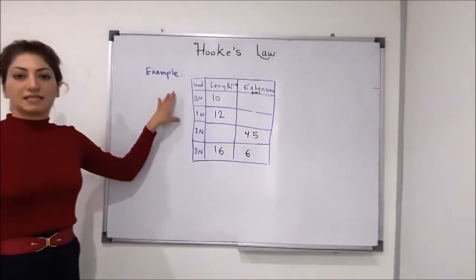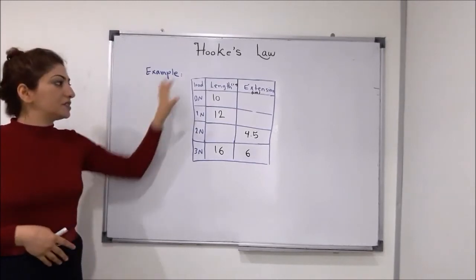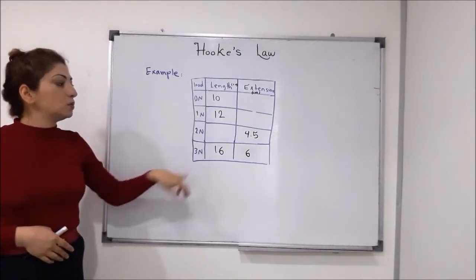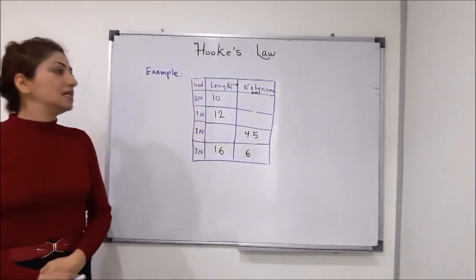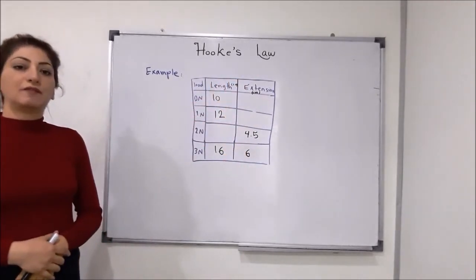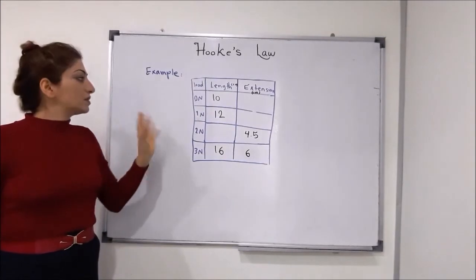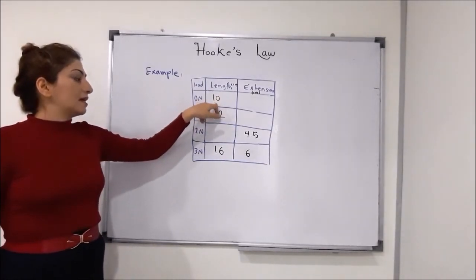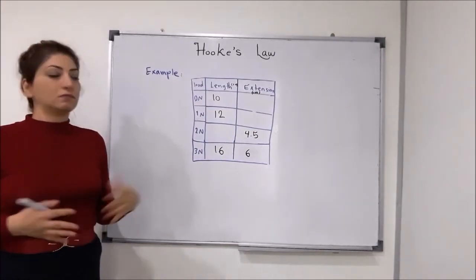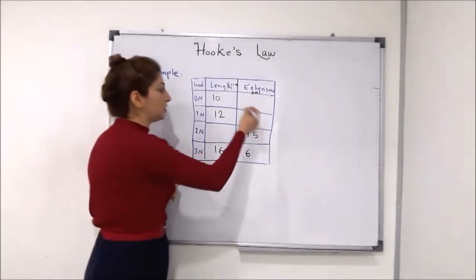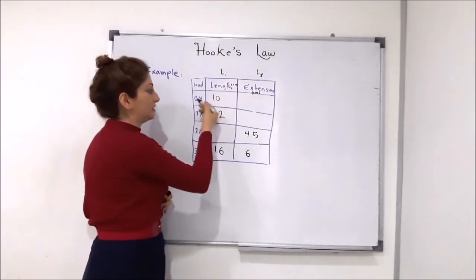I will give you one simple example to understand the extension and how to calculate it. There is a table given to you, and in this table we have the load on the spring each time, and the length of the spring is measured and written inside, and after that the extension column, where you have to fill in some of the boxes that are missing. It says that when we do not apply any force on the spring, the original length is 10 centimeters. You have to calculate the extension. If there is no load, we don't have any extension here, then the original length we have, Li, but the Lf and the Li are the same because there is no load applied.